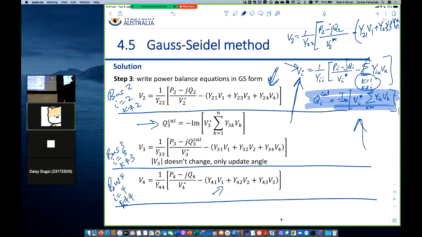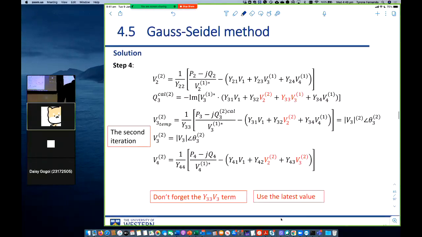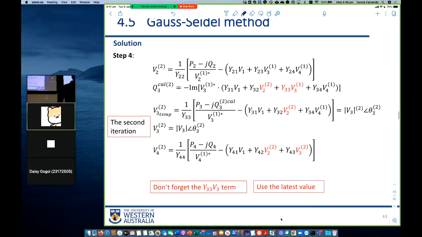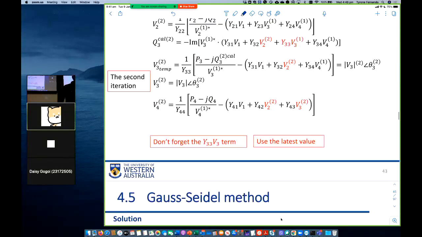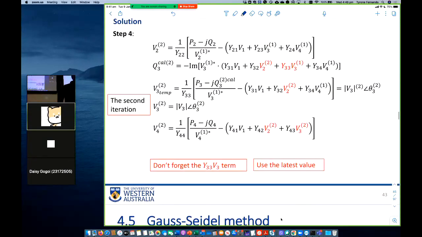So, how to take the general formula for voltage and QCal. QCal becomes important for generator buses because we don't know the Q value, so we need to calculate it based on what we know. And here, you can punch in the numbers and get the answer. So this is what I explained just now.